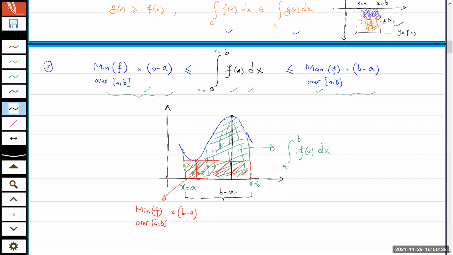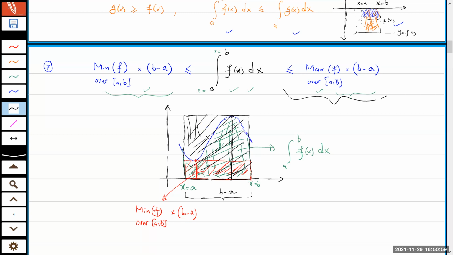This height, the height of this black line, is the maximum value of the function on this interval, a to b. But then I multiply it with b minus a over here again. If I multiply it with b minus a, it creates the area of this rectangle for me again. The width is b minus a. The height is max value of f. I get the area of all this, the black area of this bigger rectangle.